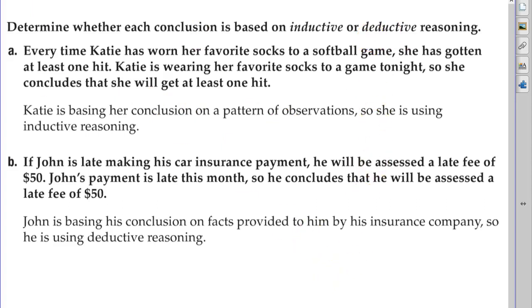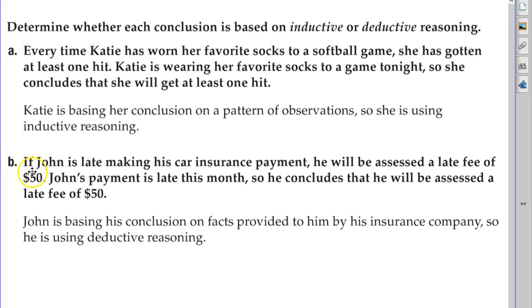So A from the book says every time Katie has worn her favorite socks to a softball game, she has gotten at least one hit. Katie is wearing her favorite socks to a game tonight, so she concludes she'll get a hit. This is clearly not a fact. It's just luck that when she wears her favorite socks, she gets a hit. So that's a pattern. So she's assuming that using inductive reasoning.